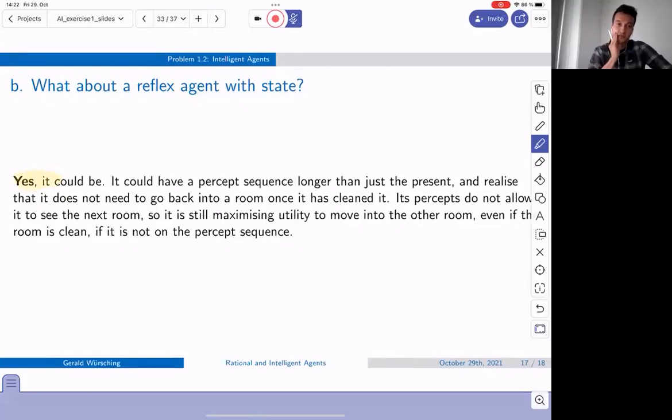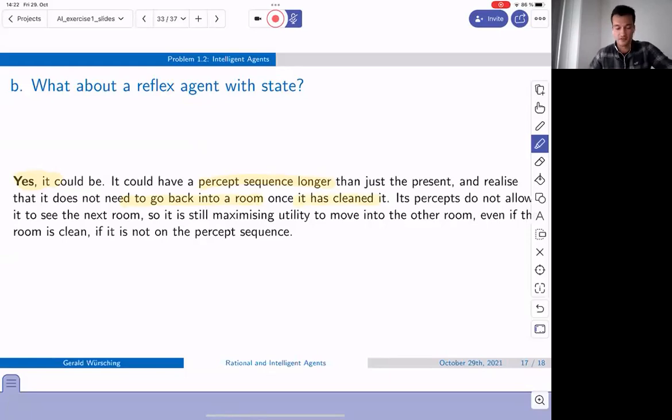So we said the simple reflex agent just chooses an action based on the current percept, and a model-based reflex agent could store or could have this percept sequence, which is longer than just the present. So it could store basically what it has seen in the past. And so once it has cleaned room A, for example, it could realize that and not go back into room A, since it still remembers in its stored percept sequence that it has cleaned room A already.